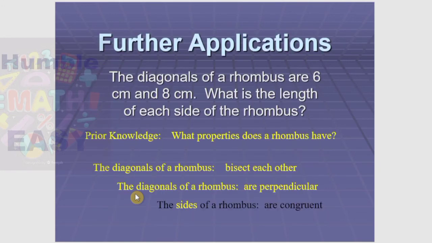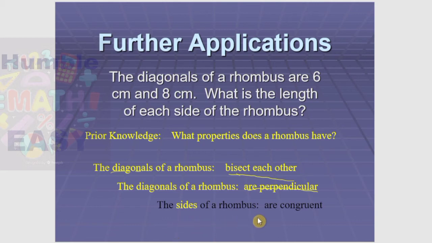So the further application that we have is: the diagonals of a rhombus are 6 cm and 8 cm. What is the length of each side of the rhombus? Take note that the prior knowledge in working with the rhombus is that the diagonals of a rhombus bisect each other, and then they are perpendicular. So meaning to say, if they are perpendicular, it measures 90 degrees. So therefore, the diagonals are perpendicular to each other.